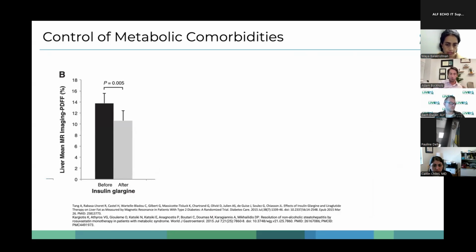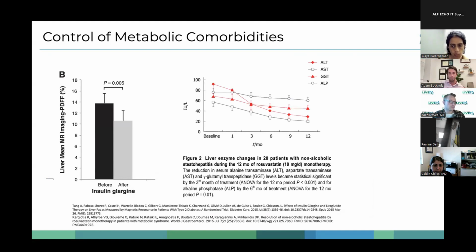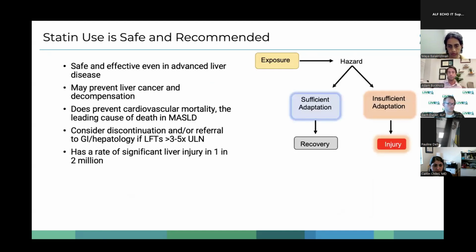Briefly, it is important to control metabolic comorbidity. So this is patients that were put on insulin, which usually causes weight gain, if anything, but even controlling the diabetes with insulin does result in reduced fat in the liver. This is patients that were put on statins to control hyperlipidemia, and you can see over time the ALT does go down. So it's important to remember to control the metabolic comorbidities, which may help improve the disease and certainly will reduce their risk of cardiovascular mortality.